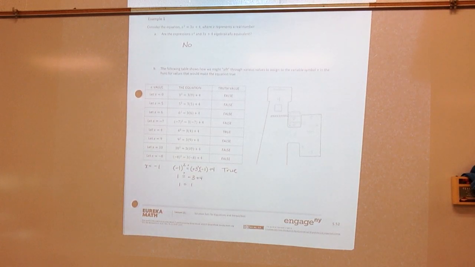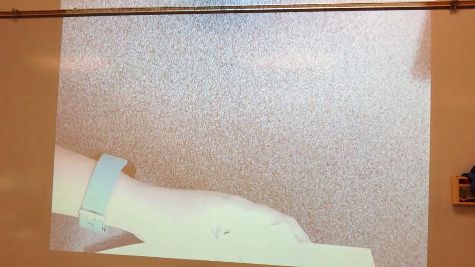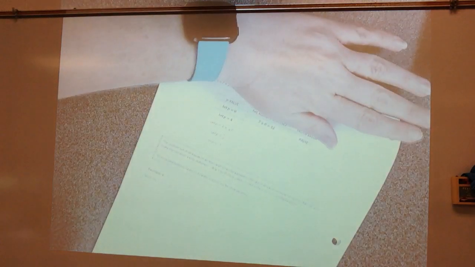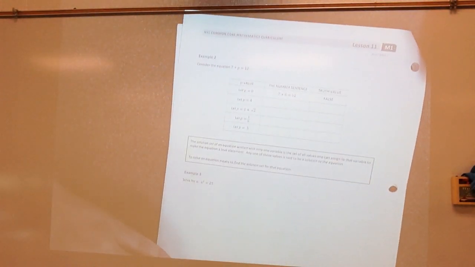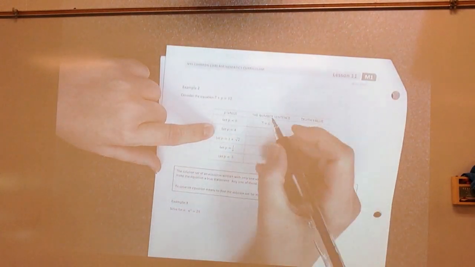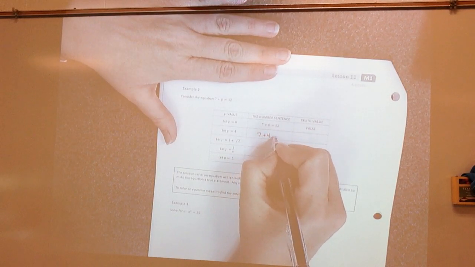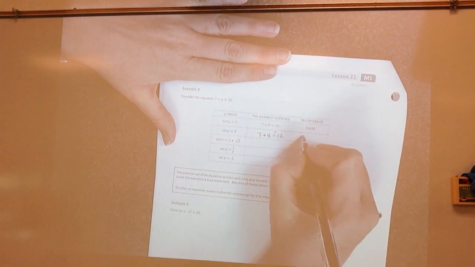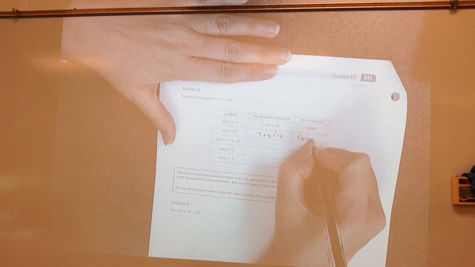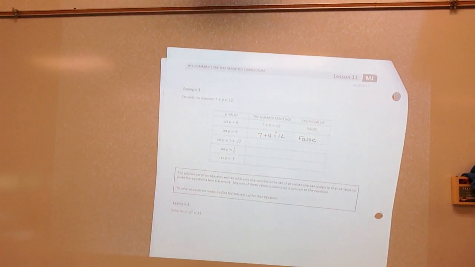All right. Example number 2. Consider the equation 7 plus p is equal to 12. It says, fill out this table. Let p equal 4. So we're just going to plug that in. So 7 plus 4 equals 12. Is that true? No, that's false. All right, let's look at the next one.